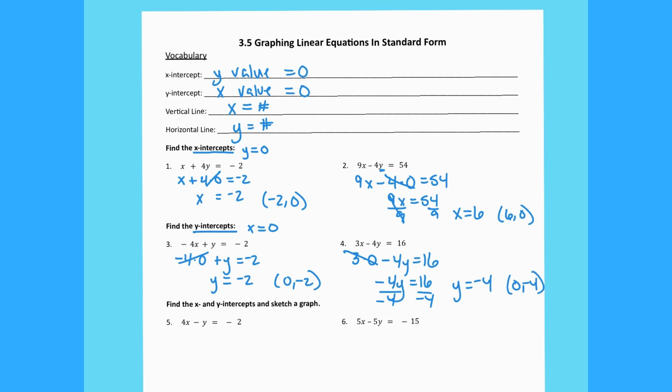So one easy way to remember which letter do you make 0, it's always the opposite letter. So notice when I found the x-intercepts, I had an x left over and an x left over. And when I found the y-intercepts, I had a y left and a y left. So if you're trying to find the x-intercepts, you want to keep the x and get rid of the y. You always want to get rid of the opposite letter.